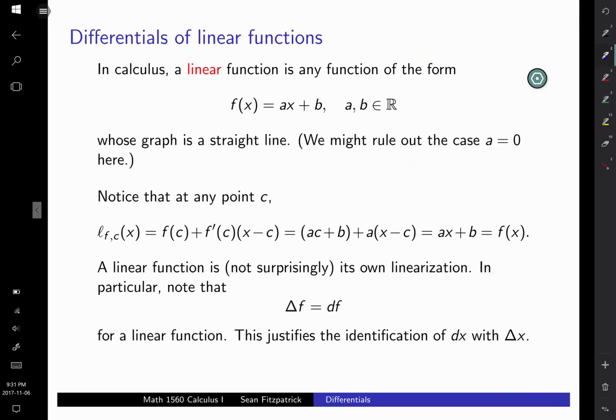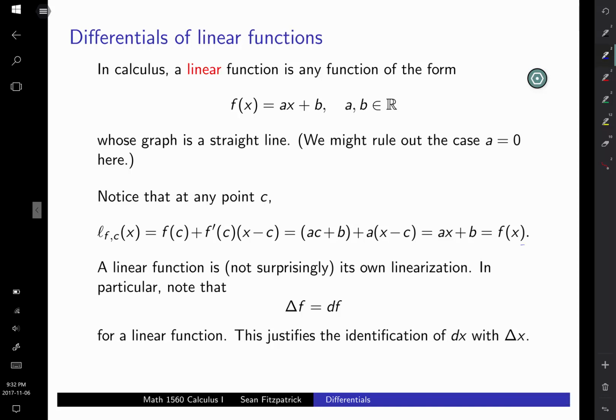Now, you can stop here if you're not worried about this whole dx equals delta x thing. If you're really wondering why we make this identification, think about starting with a linear function. If you were going to approximate a linear function by a linear function, what should you use? You should use the same linear function, right? If you draw the tangent line to a line at any point, it's the same line. You can actually formally calculate this, and confirm that at any point, the linearization of a linear function gives you the original function.